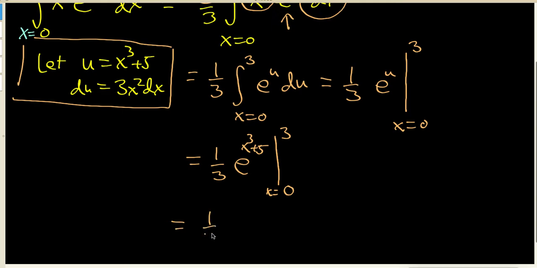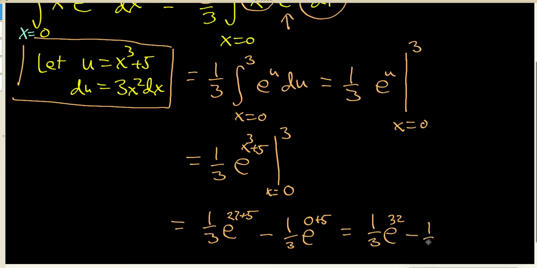So we have 1/3 times e to the 3 cubed plus 5, that's 27 plus 5, minus 1/3 times e to the 0 plus 5. And so our final answer is going to be 1/3 times e to the, 27 plus 5 is going to be 32, minus 1/3 times e to the 5th. And that is a number, and we can just leave the answer like that.